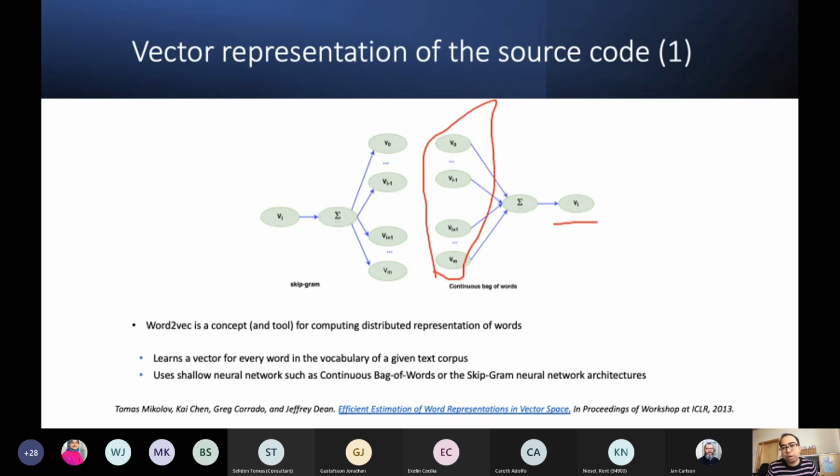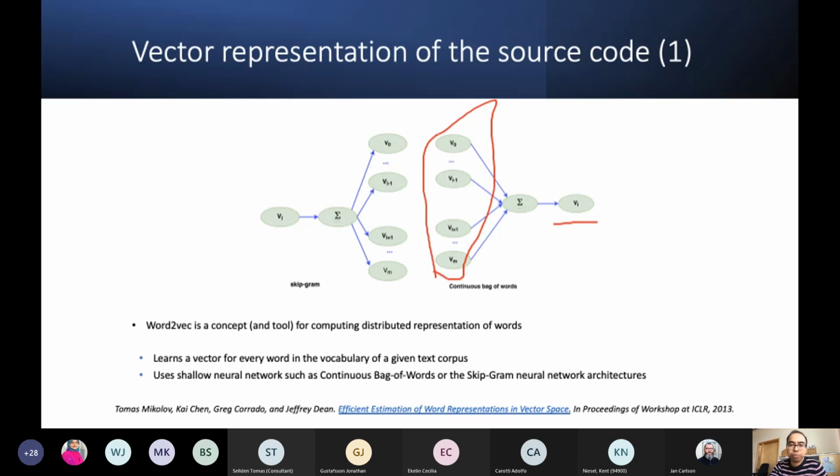Usually some kind of hyperbolic tangent function is used to aggregate those context vectors to obtain the vector representation of vi. And these vectors, the neighboring vectors, sometimes we call them contexts. On the other hand, in the skipgram model, the distributed representation of the input vector is distributed to the context vectors.